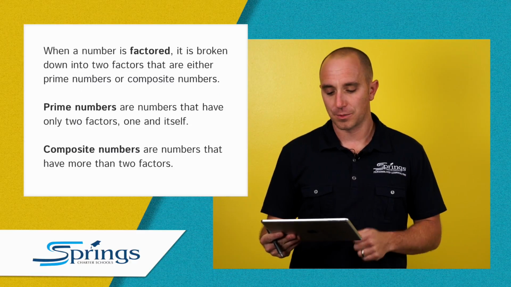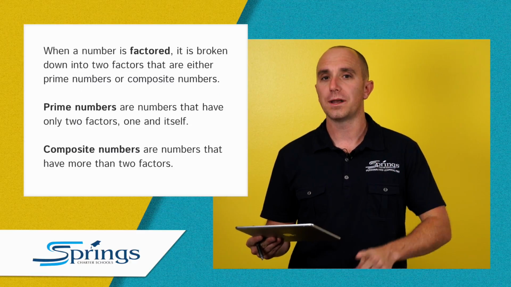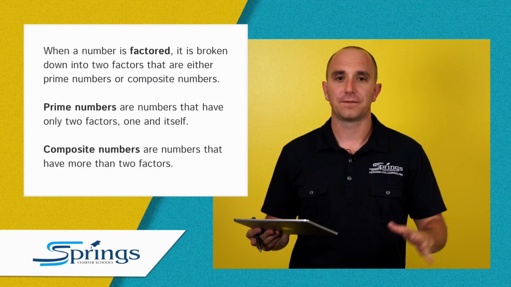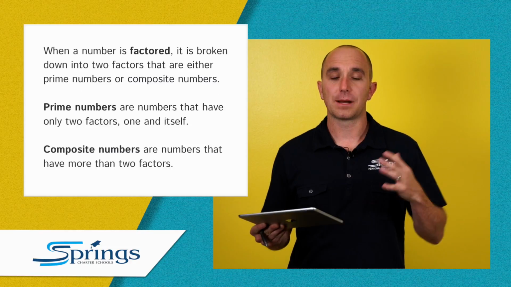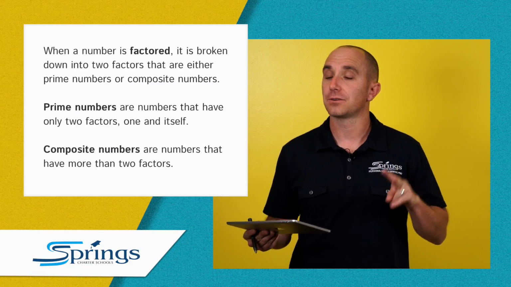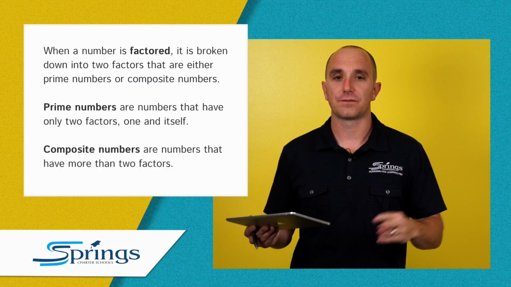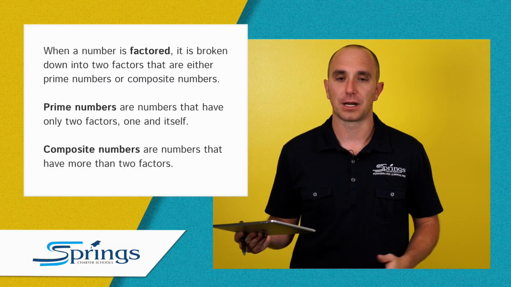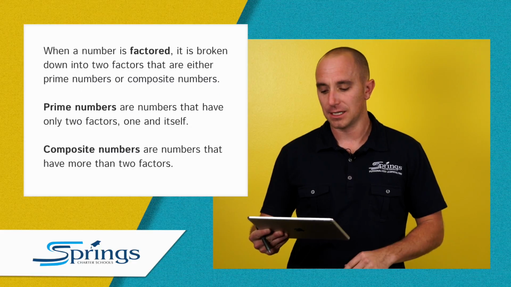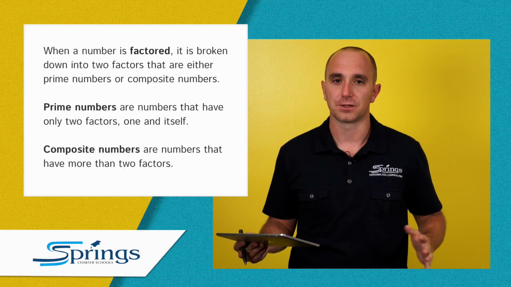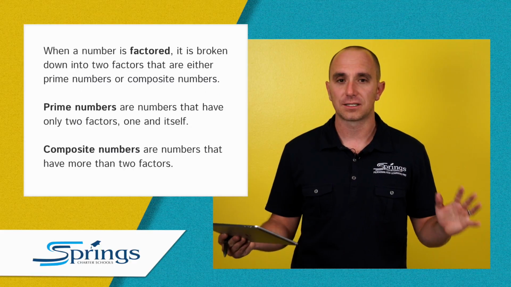Prime numbers are numbers that have only two factors, one and itself. There's some cool math videos out there that talk about prime numbers, kind of funny, but prime numbers are special. They only have two factors that go into them, one and whatever the number is. For example, 5 is a prime number. The only things that go into 5 are 1 and 5. Now, composite numbers are numbers that have more than two factors. Basically, these are all the rest of the numbers.